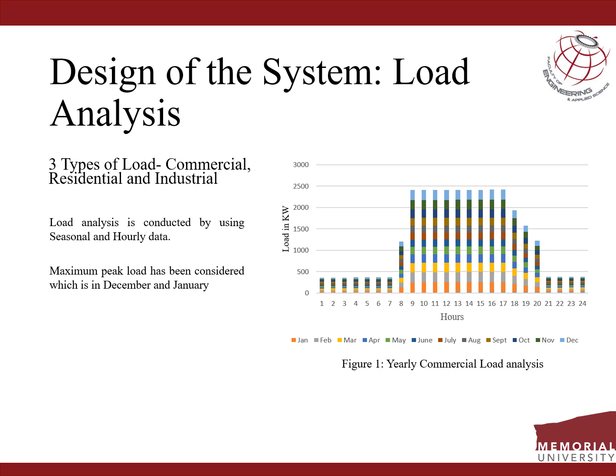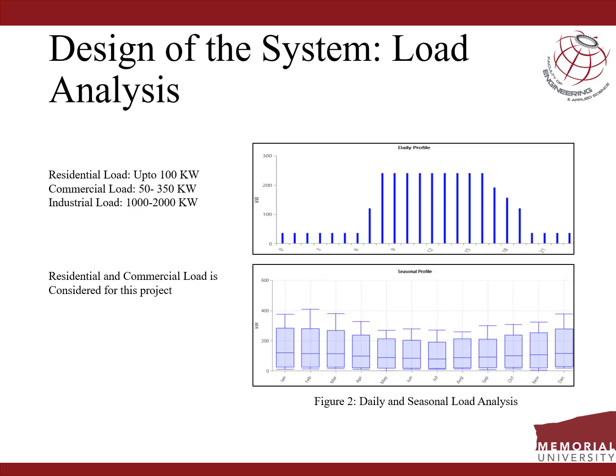This load analysis involves examining the commercial, residential, and industrial loads using the seasonal hourly data. For this project, we consider the maximum peak load, which occurs in December and January. Here, the residential load is up to 100 kilowatt. The commercial load ranges between 350 to 550 kilowatt, and the industrial load ranges from 1000 to 12,000 kilowatt. But our focus will be on the residential and commercial loads for this project.